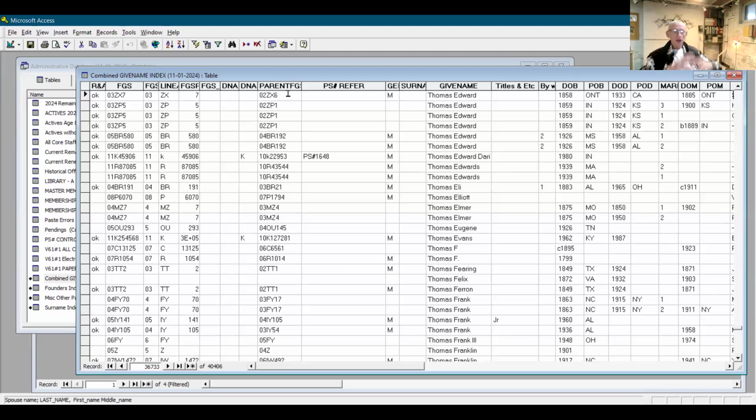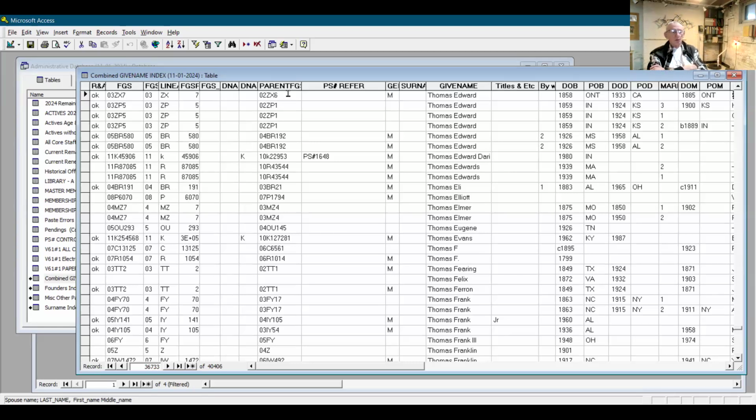I start working with the spouse names because they're less frequent and more particular. And so that's what's useful to me. So let's see, what else do we want to say about this?